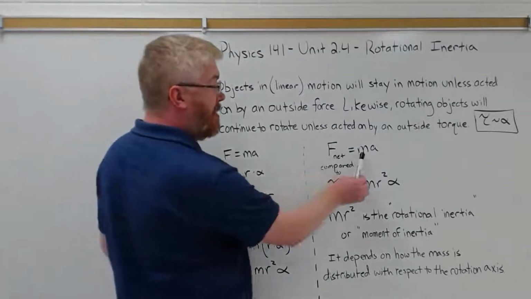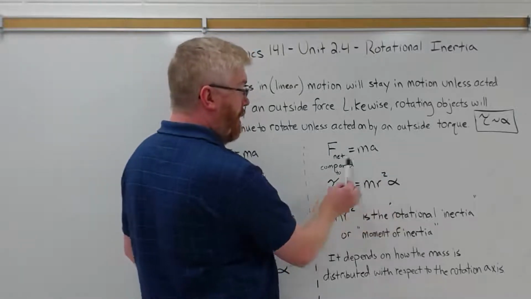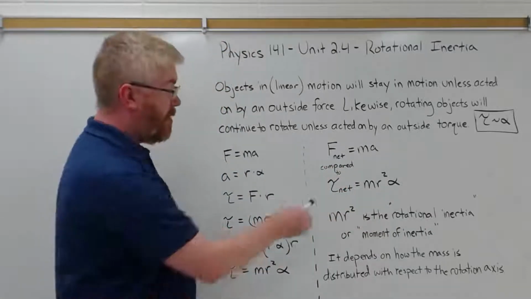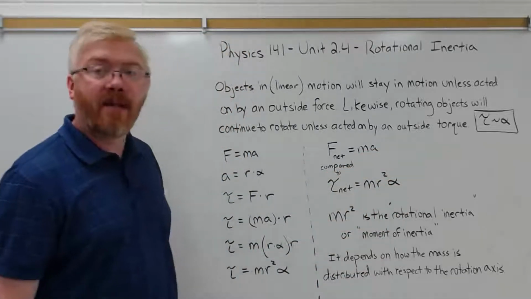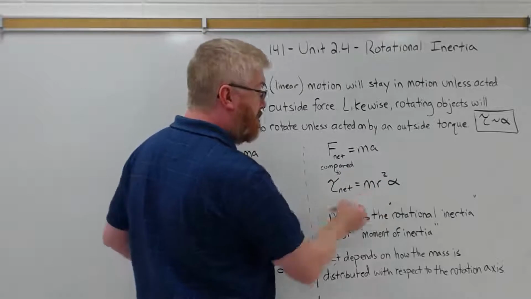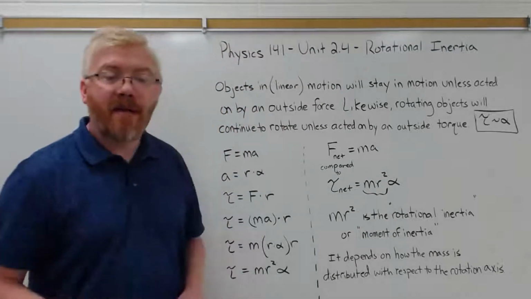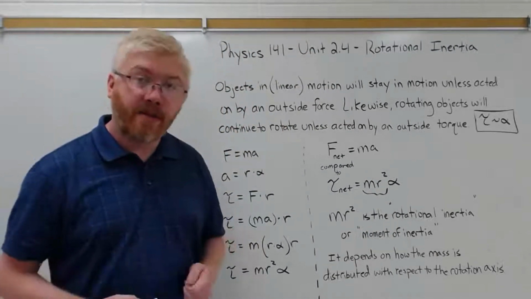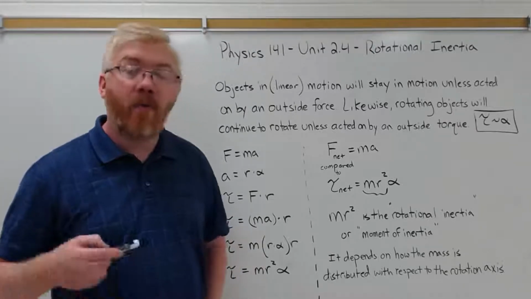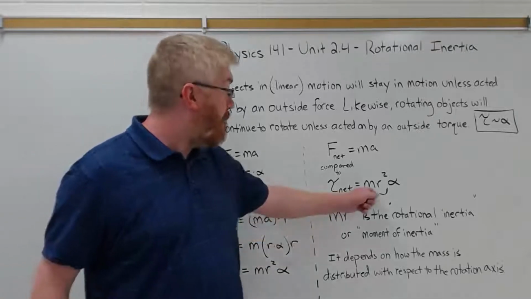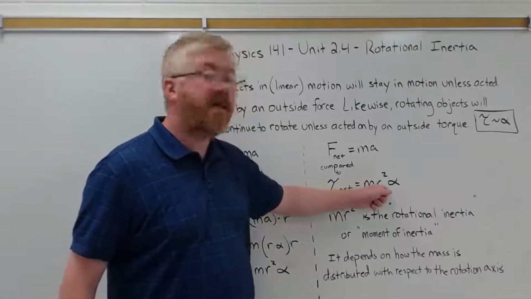So here we have net force is mass times acceleration, compared to the net torque is mR squared times alpha. Here's the linear version of force. Here's the rotational analog of force, the torque. Here's the acceleration. There's the rotational analog of the acceleration. Here's the mass. This mR squared must then be the rotational analog of mass. How difficult is it to start something rotating? How difficult is it to stop it when it is rotating? It depends not just on the mass, but on how that mass is distributed. How far away is that mass from the rotation axis?